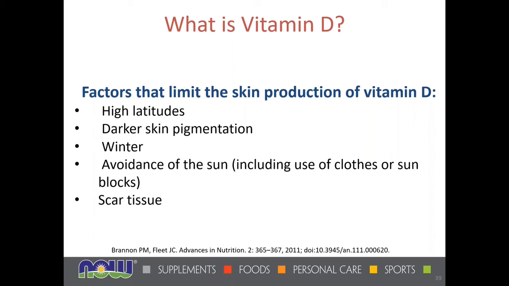Many people avoid the sun, including covering up or using sunblocks. And this is especially true in Florida, Texas, Hawaii, where you would be surprised by the people in southern areas that have vitamin D deficiencies because they're avoiding the sun during the heat of the day. And scar tissue is another consideration.